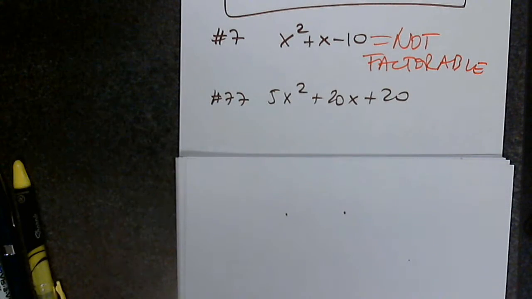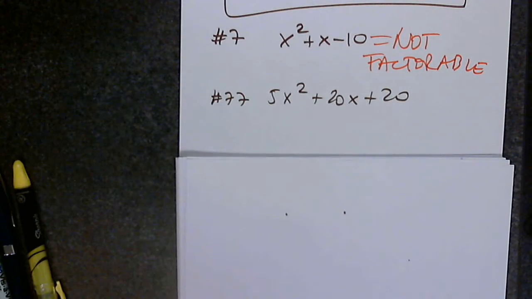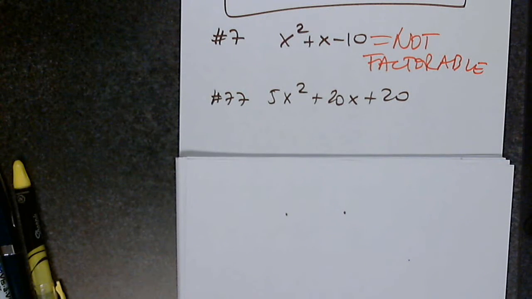We can find two numbers whose product is negative 10 and whose sum is 1. They don't exist. Good. We're working on number 77, please.